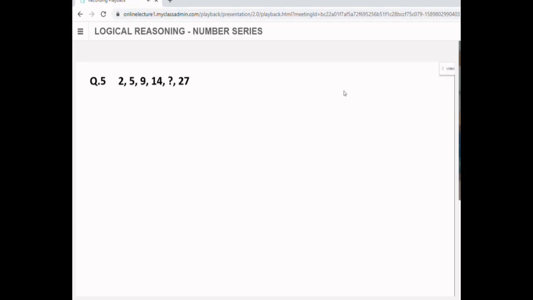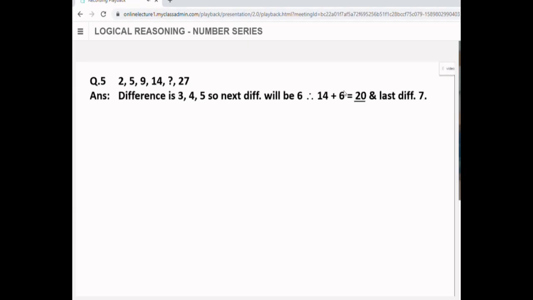Yes, here it goes. The difference between 2 and 5 is 3. Between 5 and 9, 4. Sorry, 9 and 14 is 5. So the next difference will be 6. 3, 4, 5, 6. So 14 plus 6, 20.